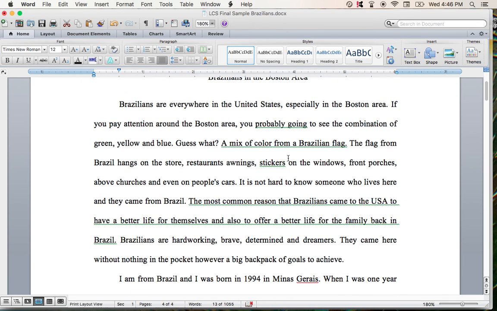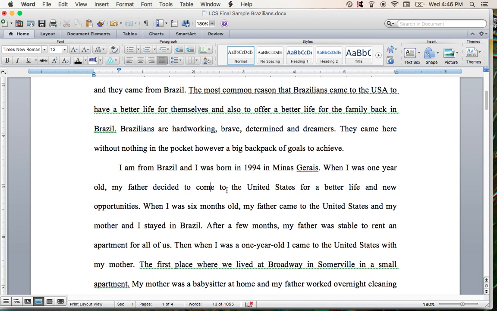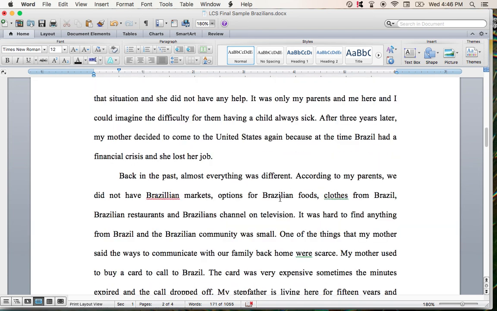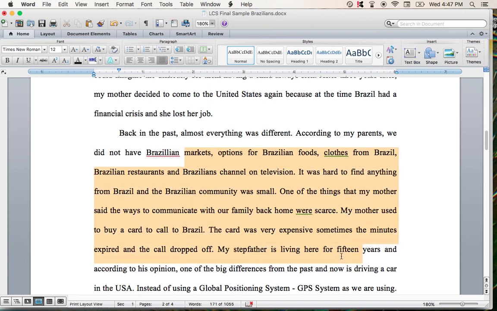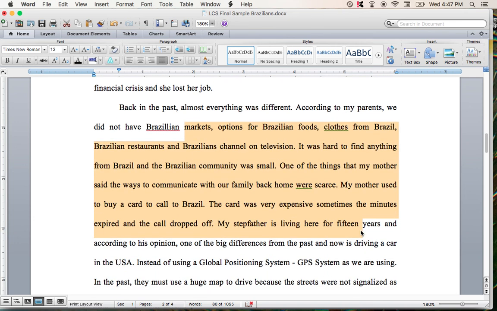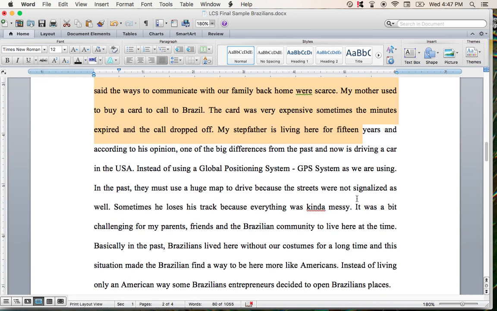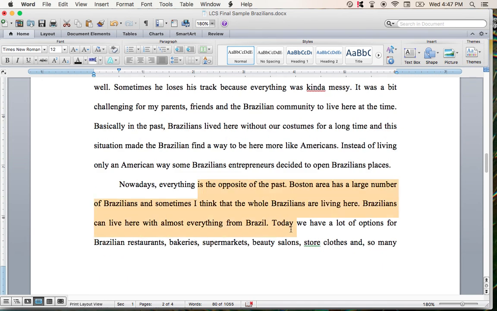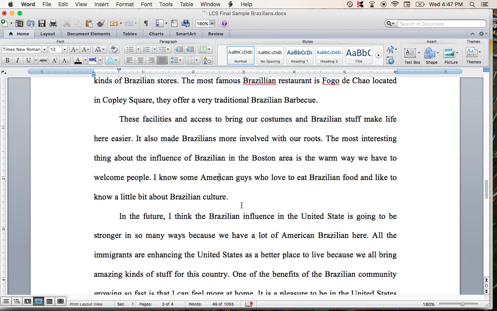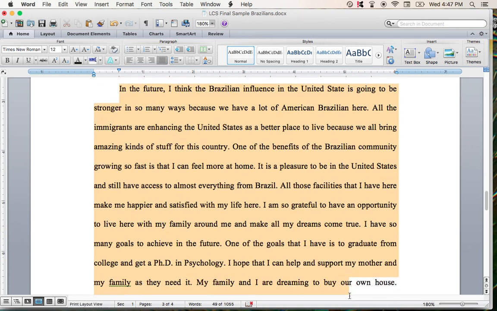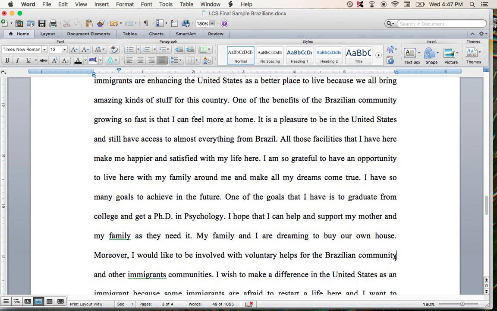So she started with a more general opening, talking about the Brazilian community by how you can see the flag everywhere around Boston. Then she talks about her personal and her family history when they first came to Boston, and then she went back to Brazil. And then she talks about the past and what it was like for Brazilians then, how the community was very small. She got that information by asking her parents questions about that time. And then she talks about how it is now with so many options, how it makes our life easier. And then she talks about the future and her own future in particular in relation to the Brazilian community.